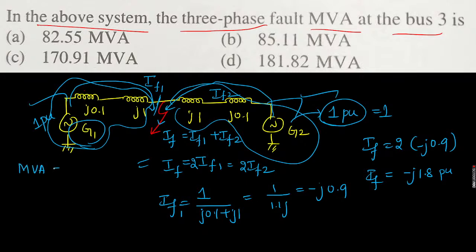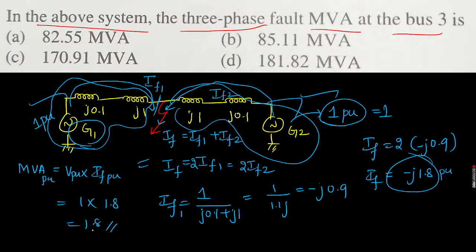The fault MVA level in per unit will be equal to per unit voltage into fault current in per unit. It will be equal to 1 into 1.8. I am just considering magnitude. Current is minus J 1.8 only, but I want just the magnitude. So that is 1 into 1.8, it will become 1.8 only. There is no doubt. Actual fault MVA வேணும் அப்படின்னா அப்ப என்ன பண்ணோம்? We have to multiply it by the base MVA in order to obtain the actual MVA. MVA actual equals MVA base into the MVA level in per unit calculation.